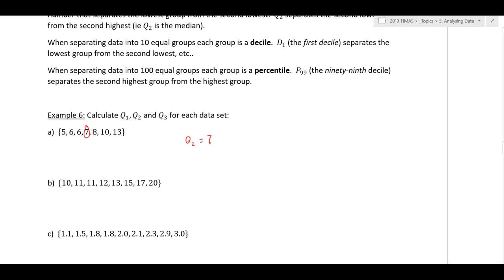That's my median. Now I find the median of the bottom group is this one, and the median of the top group is this one. So Q1, my first quartile, is 6. My third quartile is 10.